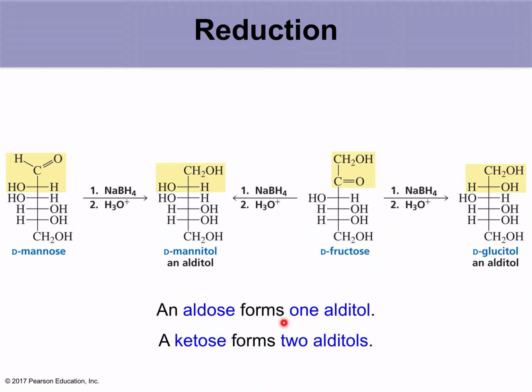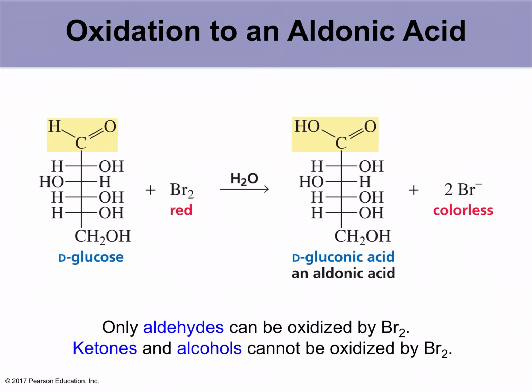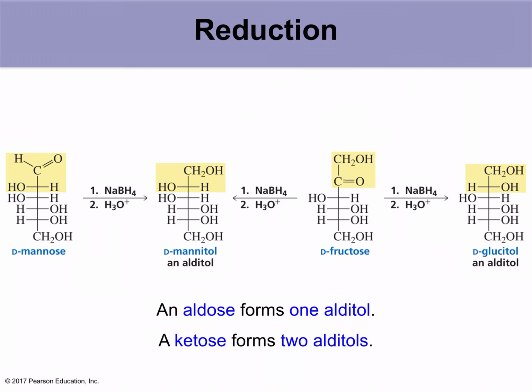An aldose forms one alditol. From a ketose, so this is a ketose, a ketose can form two alditols. It could be mannitol and D-glucitol. And these sugars can also be oxidized. When one oxidizes, we call those structures aldonic acid. When you reduce, they are called alditols.